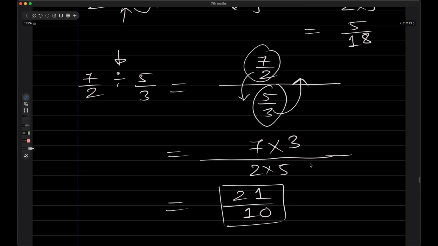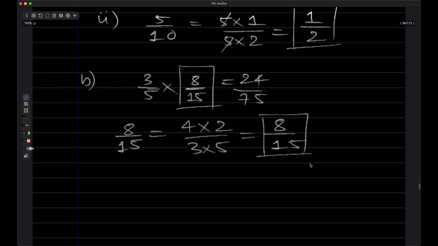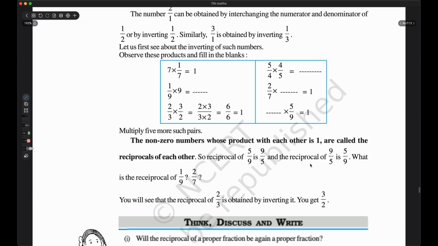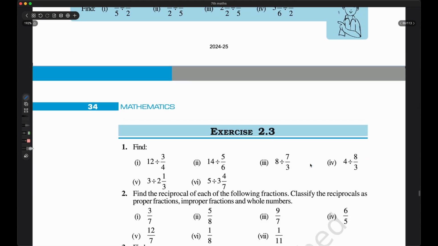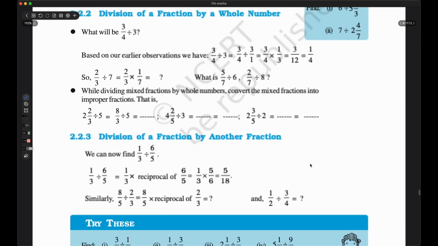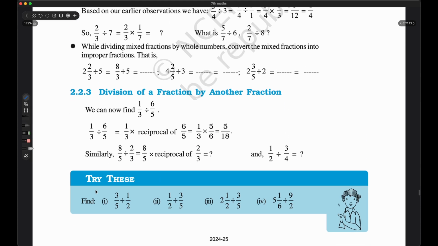In next lecture we will cover exercise 2.3 and the try this.